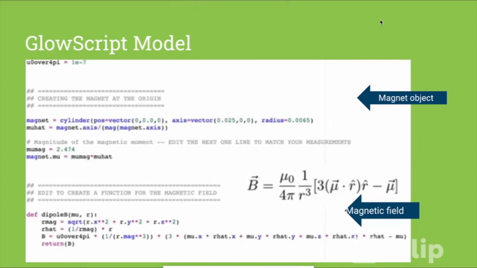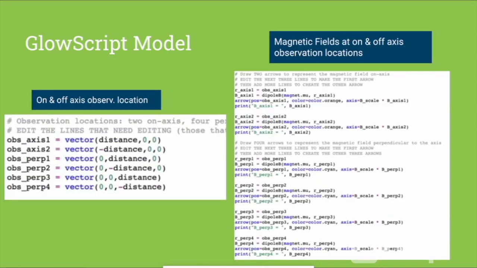All right, so now on to our computational model. This is the code I used, and I've labeled some of the key parts to help you follow along. So on this one, we have the magnetic object and the code for the magnetic field. And then next, on the left, we have the on and off axis observation location. On the right, we have the code for the magnetic field at the on and off axis observation location.